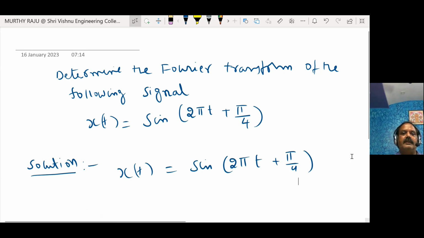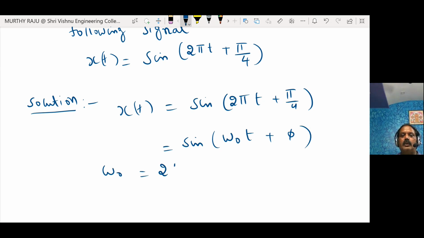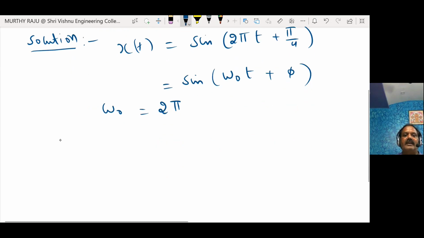Compare this with sine of omega naught t plus phi. Here omega naught is equal to 2 pi. Fourier series is used to analyze periodic signals. Therefore, apply the Fourier series to the above signal.